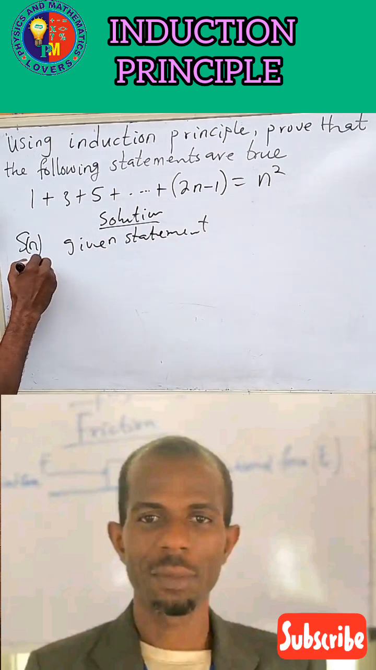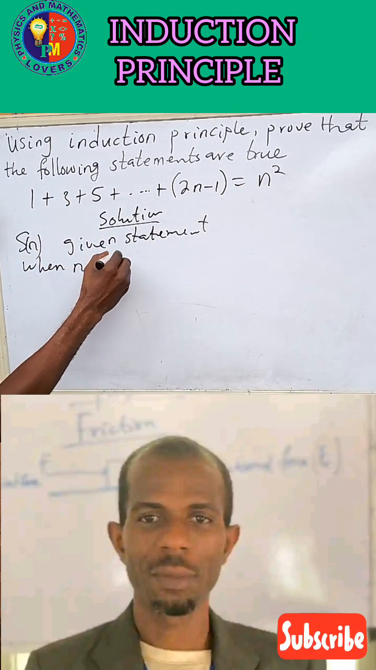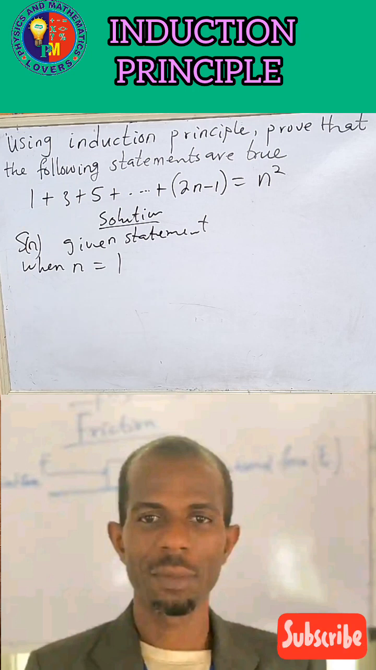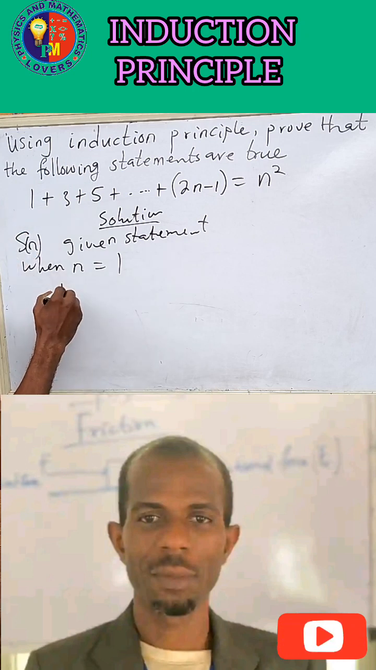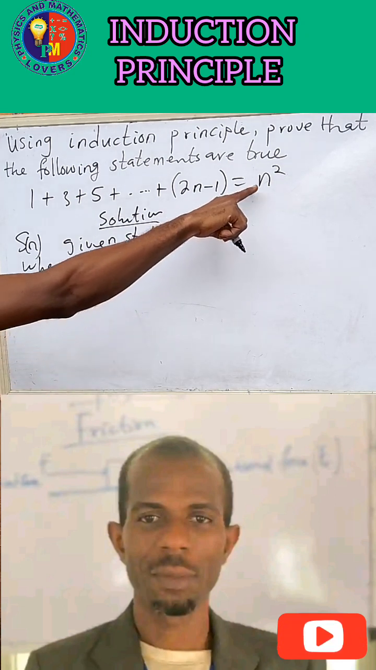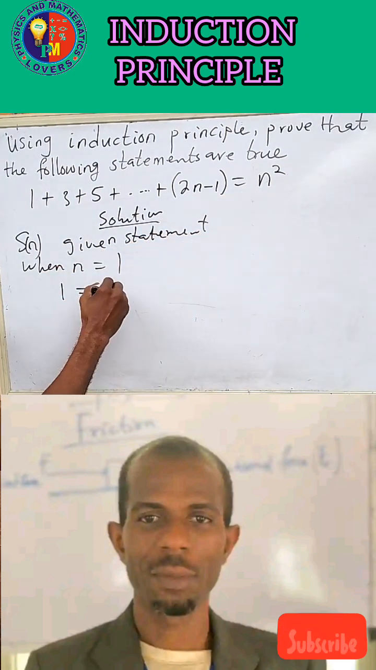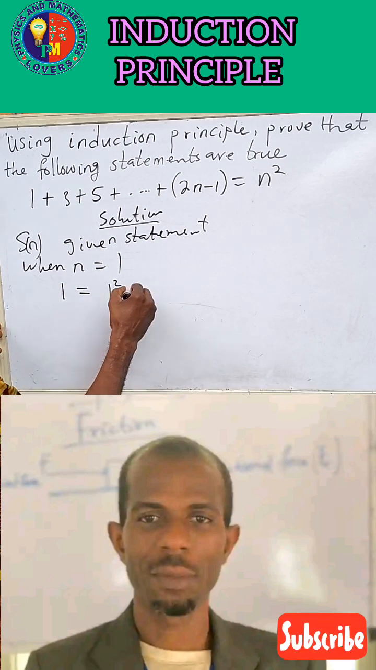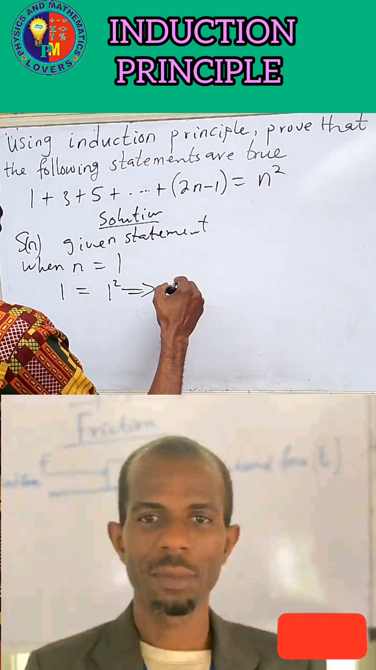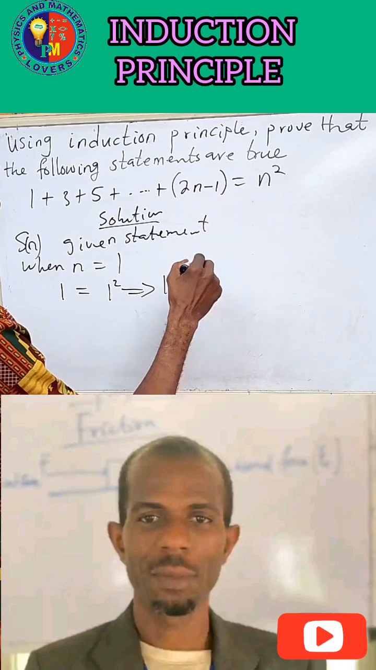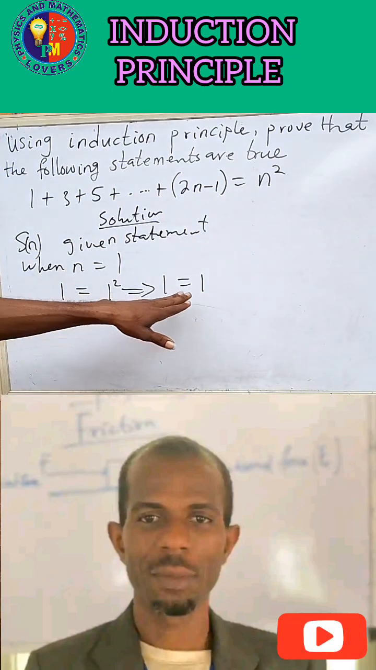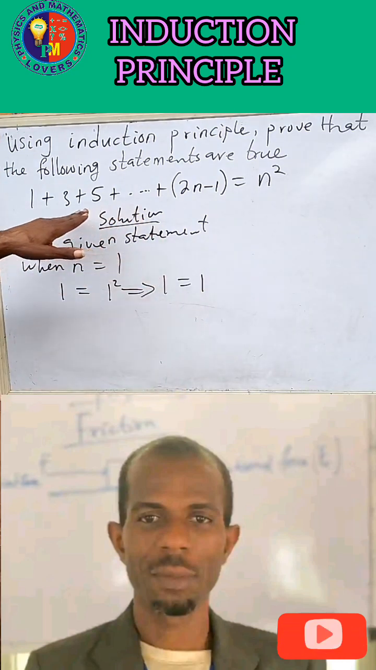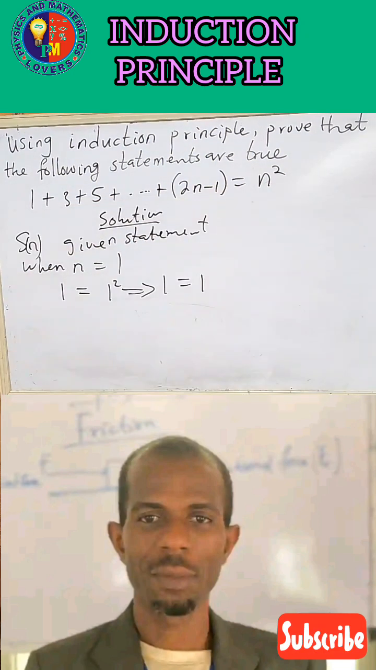So when n equals 1, we test this proposition. The first term there is 1, equal to, then we move to this place. We have 1 squared. Wherever n is, put 1. So this implies that 1 equals 1. So it is true for the sum of the natural numbers.